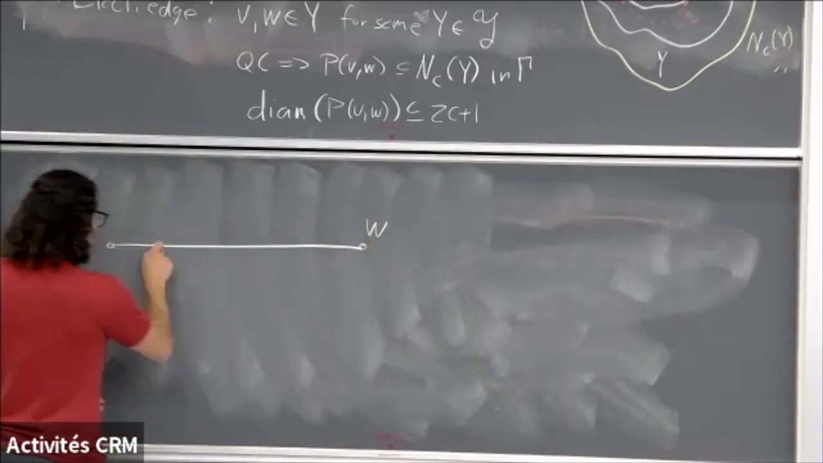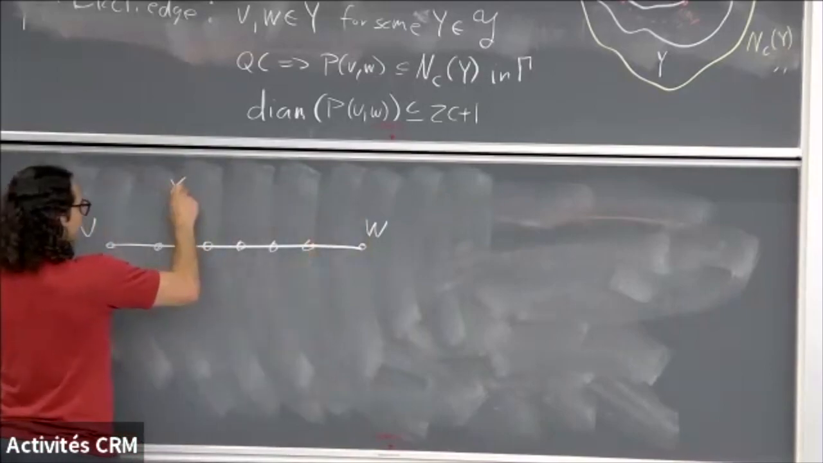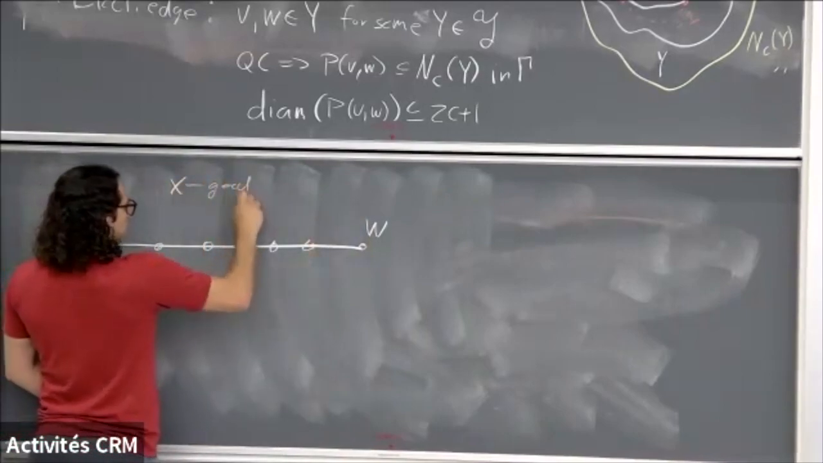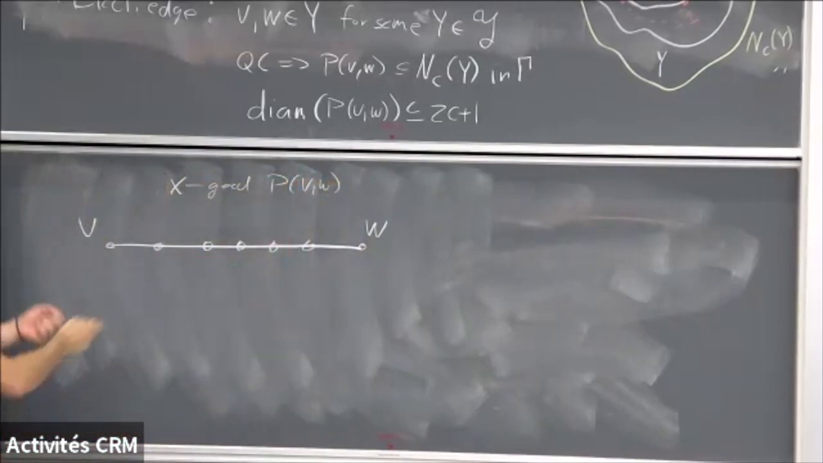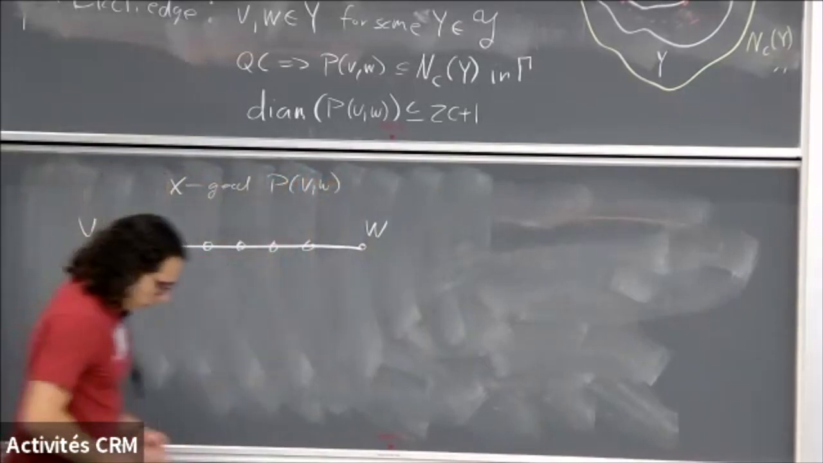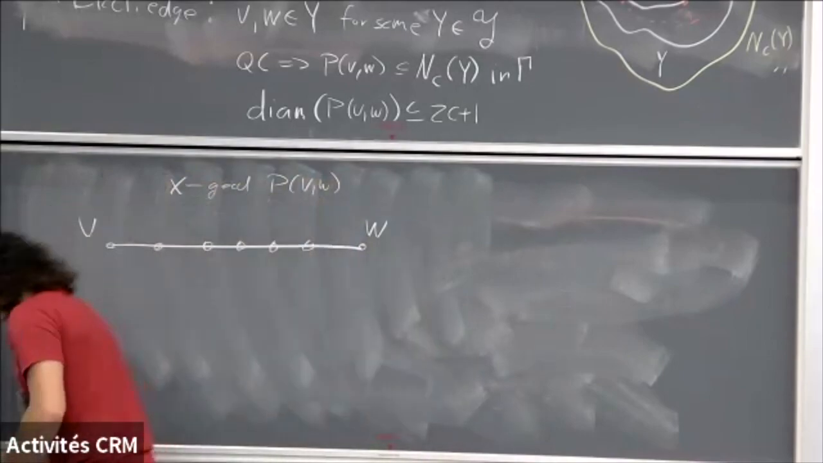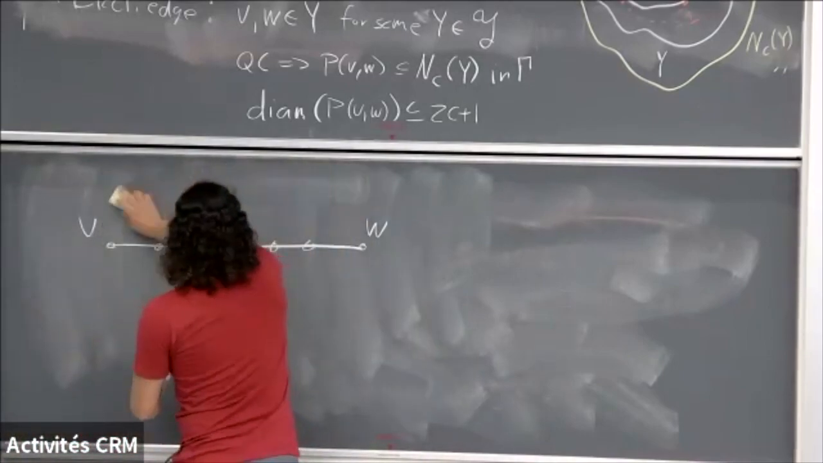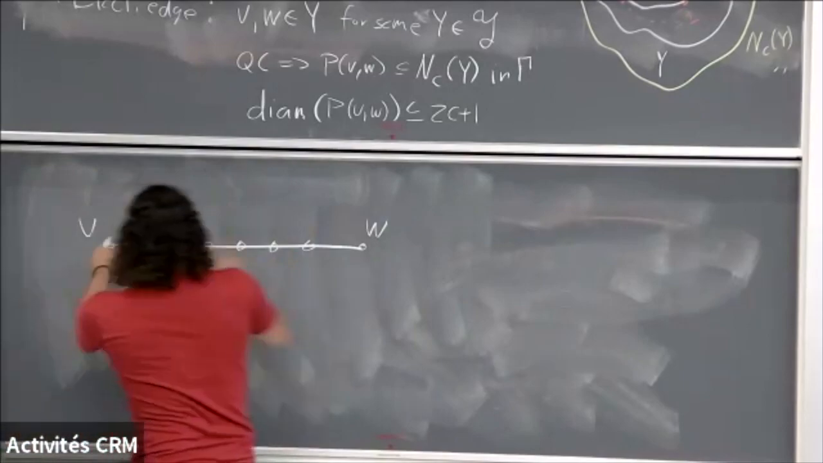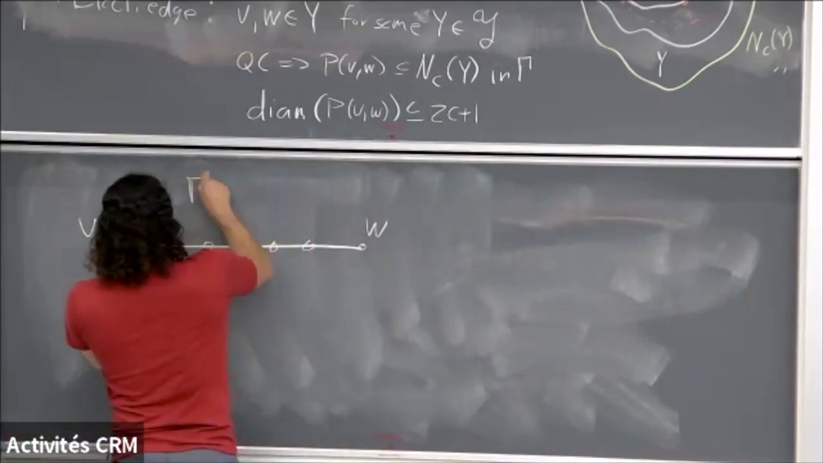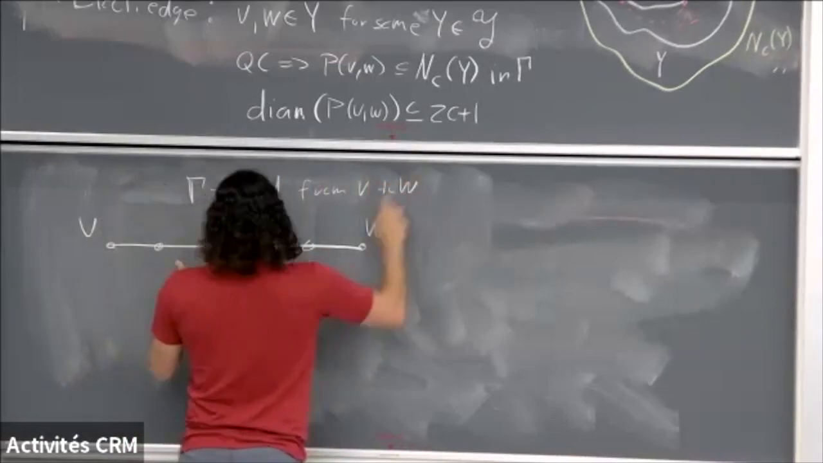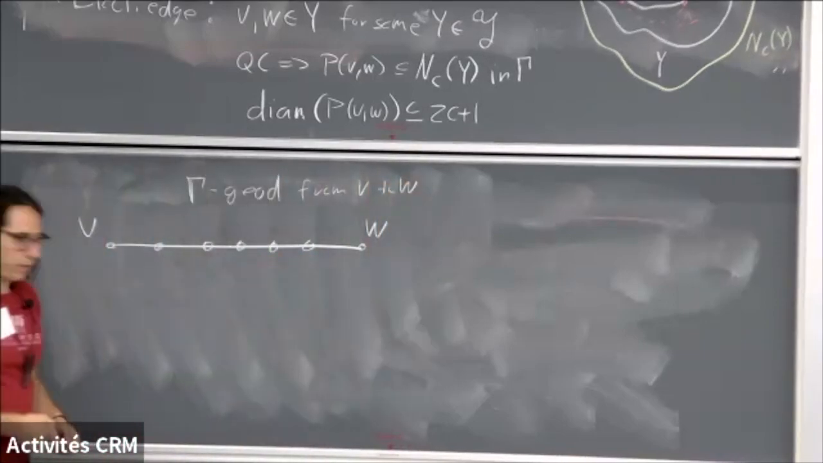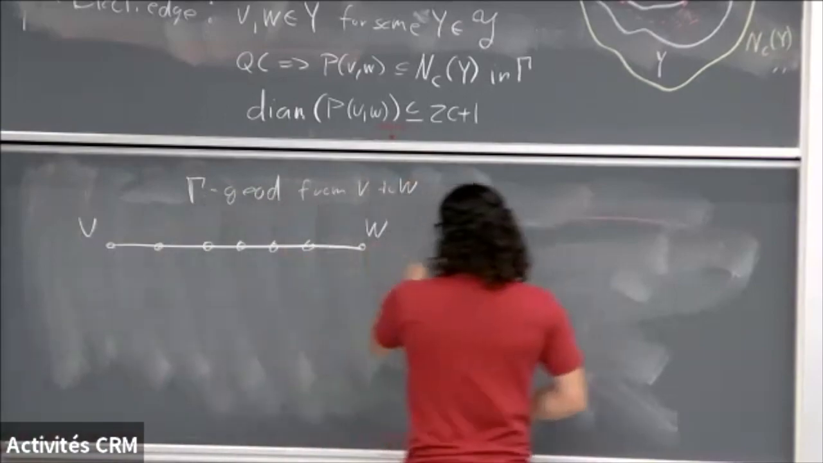Okay, so this is the X geodesic. This is what we were calling P of VW before. Oh wait, sorry, no, I'll take that back. That's a lie. That's not what I want to do. What I drew here, this is the gamma geodesic. This is not P of VW. Yes, this is the efficient path between V and W in the electrification.